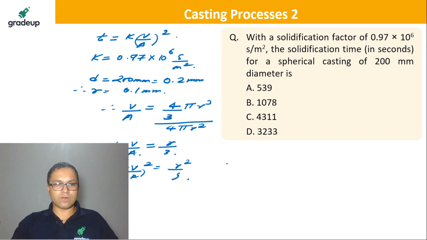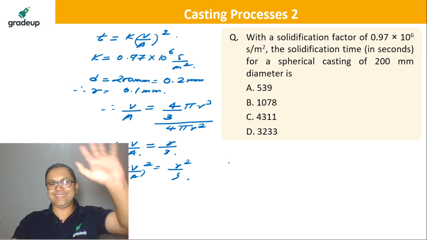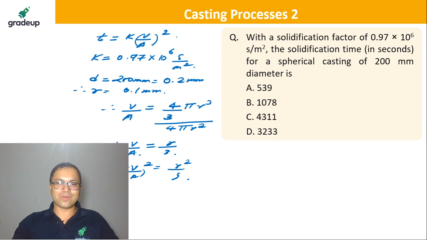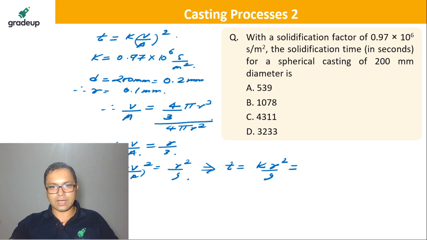Okay, so TPM says it's 10. Is it B or D? So there's a clash, okay? So V upon A whole square is r square upon 9. So what it means is T equals K r square upon 9, right? Am I correct? V upon A is 4 upon 3 pi r cube over 4 pi r square. So V upon A is r upon 3, right? r square upon 9. So K is given to us something like this: 0.97 into 10 to the power 6 into r square upon 9.